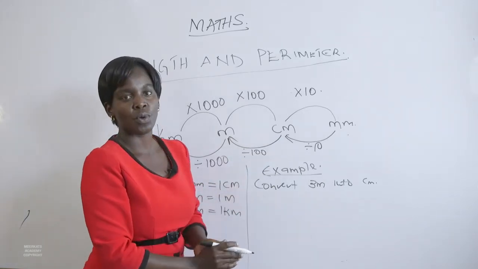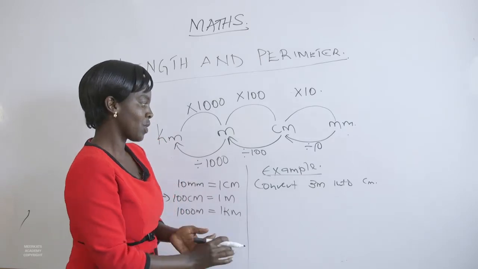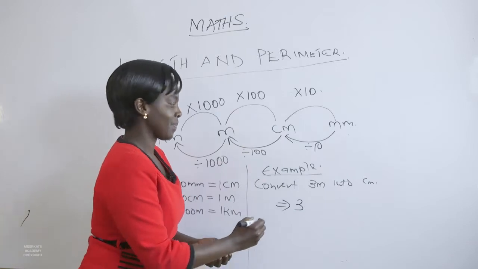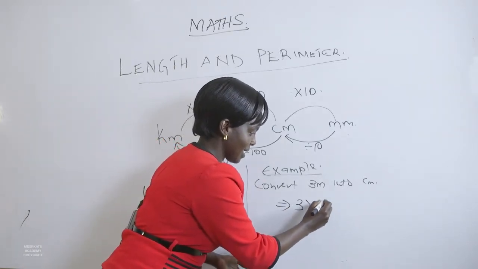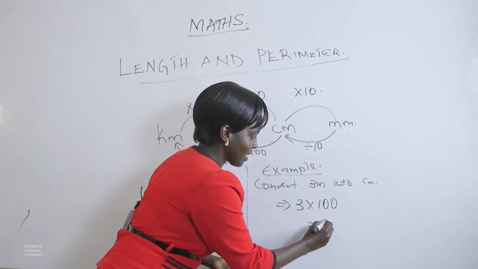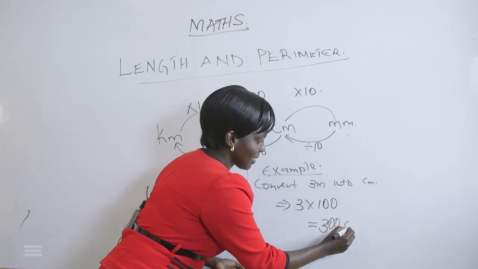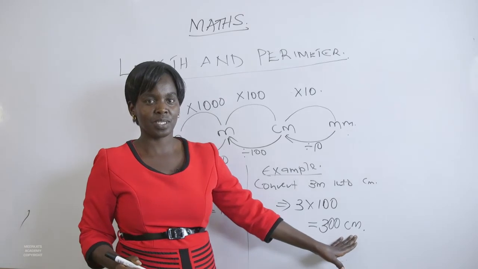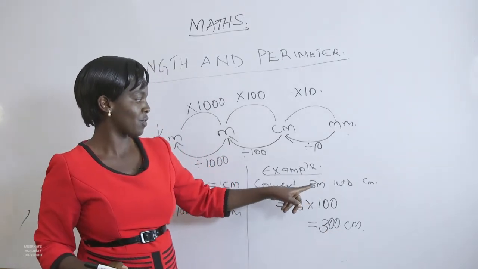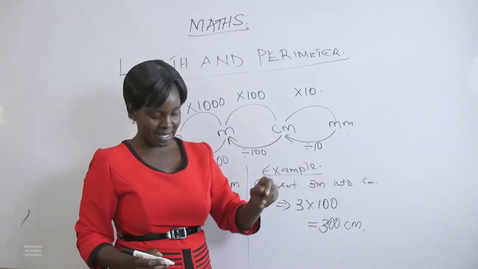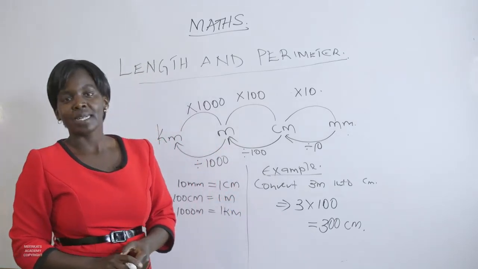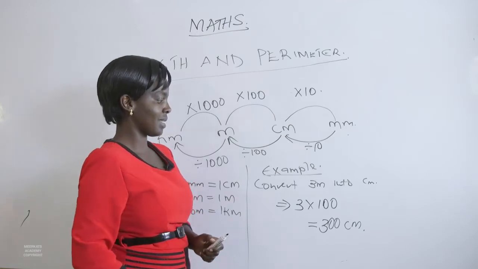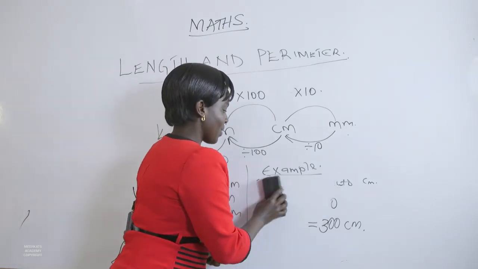We are going to multiply. We say 3 times 100, which will give us 300 centimeters. Now we have changed to centimeters. We are working from 3 meters to 300 centimeters. So that is 300 centimeters. Let's look at another example.